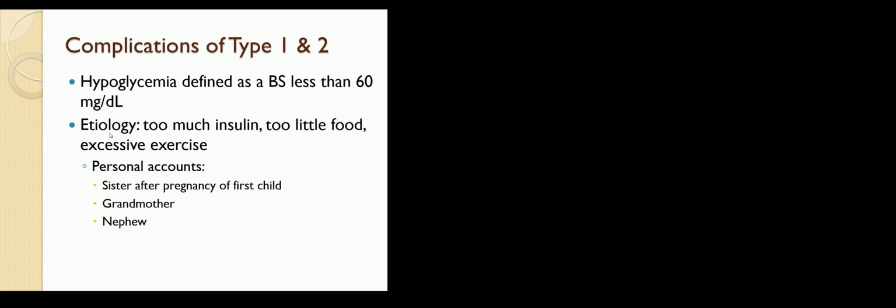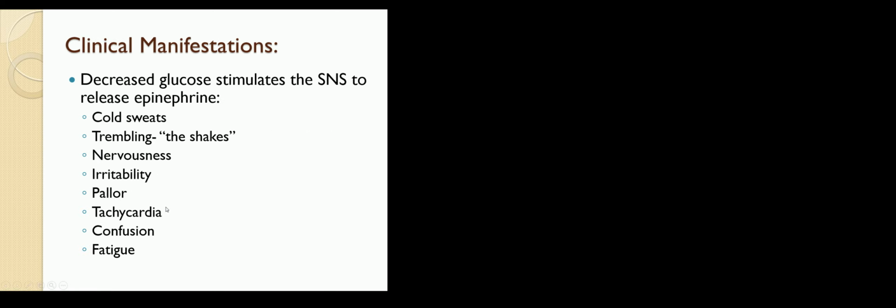Just some personal accounts I have. I did have a sister after pregnancy with her first child. She had diabetes. She almost didn't make it because we know that your sugar drops anyways after pregnancy. I had a grandmother who went into a retirement home to see about living there and ended up having some issues. She ended up with pneumonia and did not make it. And then I had a nephew who, because of excessive exercise and not taking a snack, didn't make it. So diabetes is dear to me, and this is part of the reason, because of my personal accounts.